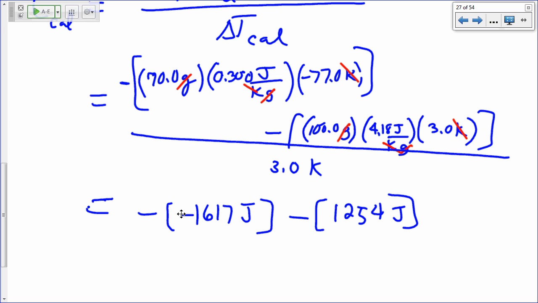The water absorbed heat. So 1,600 went out of the metal, okay? But only 1,200 went to the water. Where did the rest of it go? The rest of the calorimeter, the stirrer, the thermometer, the air above it, in immediate surroundings, okay? So that's the amount of heat that did not transfer from the metal to the water. So this difference right here. And so you divide this one by delta T, which is 3.0 Kelvin. What do you get now?